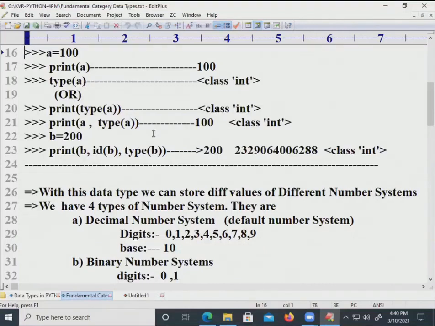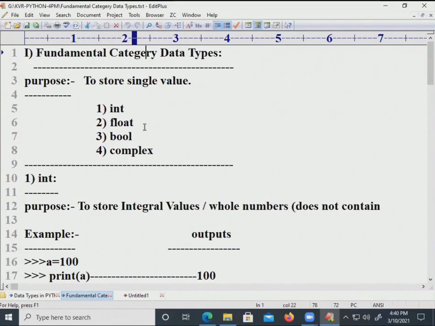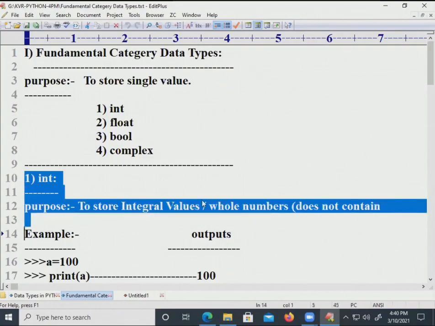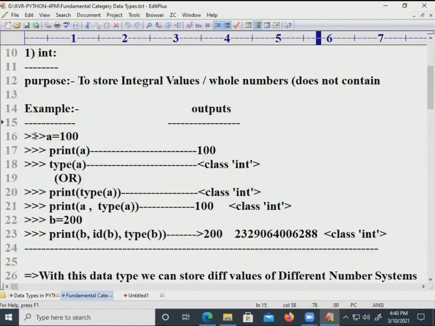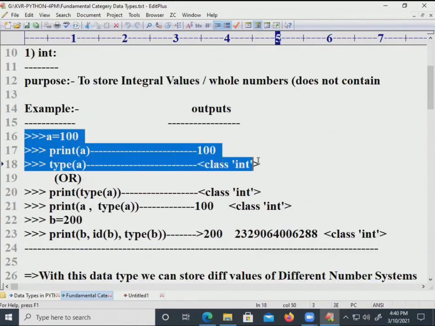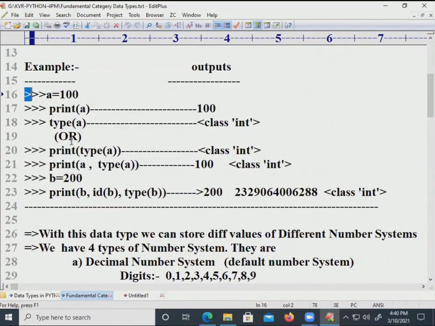The first data type is int, which is used to store integral values and whole numbers. That is called the first data type, int. The basic part is completed like this. This is very simple; you already understood it in the class.